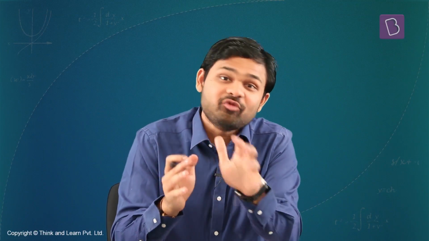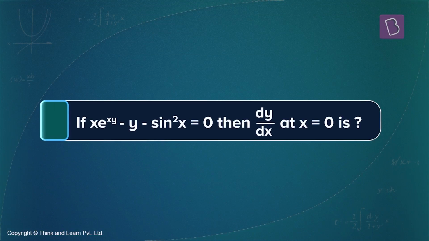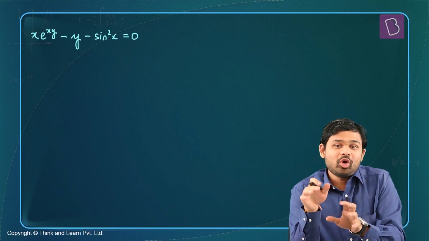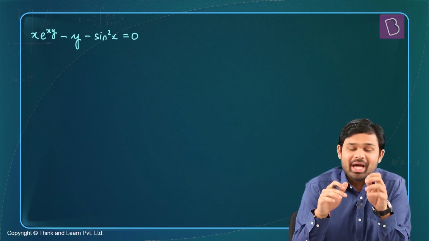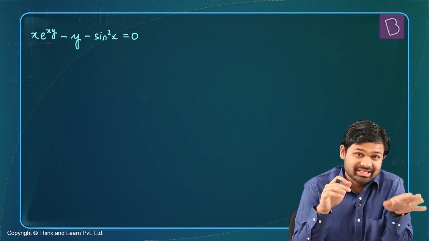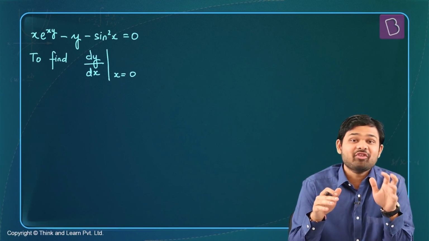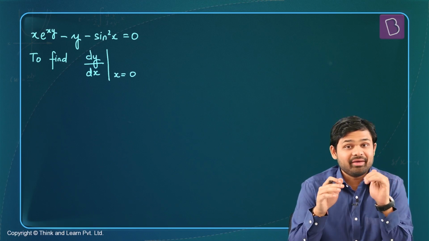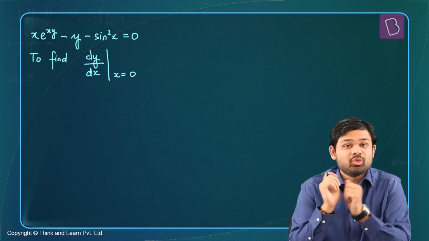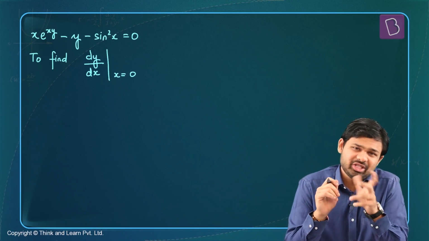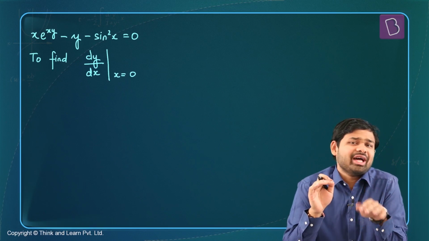So now let's look at one more pretty simple question. We've been told that x into e to the power xy minus y minus sine square x equal to 0. The objective is to find out the derivative of y with respect to x when x equal to 0. First and foremost, just like in the previous question, let me find out the value of y when x equal to 0.